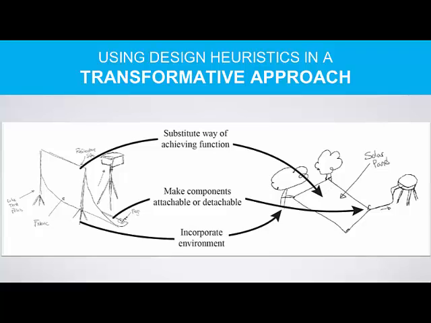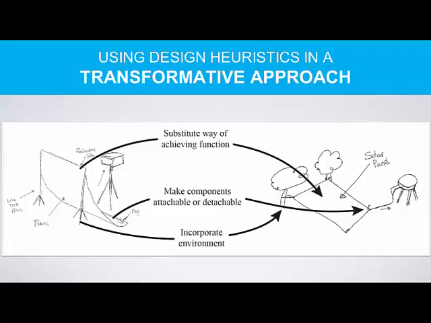In addition to observing design heuristics in idea initiation, in our research, we also discovered that designers use design heuristics to transform existing ideas. For example, in the first concept on the left of the slide, the designer used a reflective fabric to collect sunlight. To generate the second concept, the designer applied the design heuristic substitute way of achieving function, as they converted the fabric into a large solar panel.